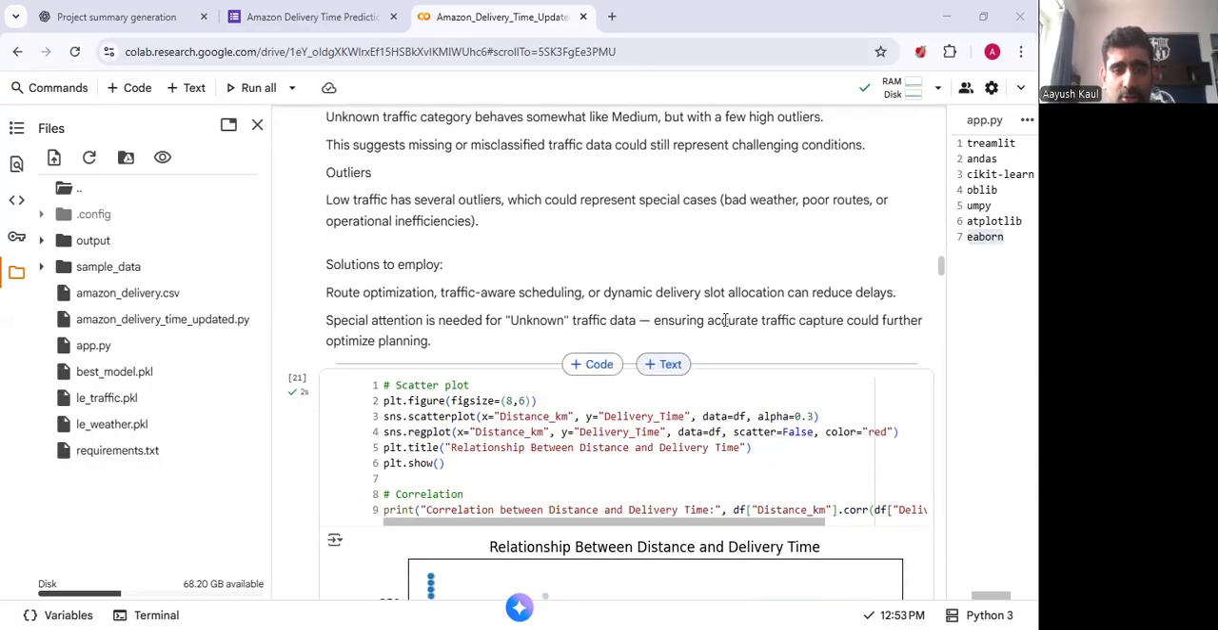Now, the solutions we can employ to solve these problems are that first, route optimization, traffic aware scheduling, or dynamic delivery slot allocation can reduce delays. Next is that special attention is needed for unknown traffic data to ensure accurate traffic capture that could further optimize planning.